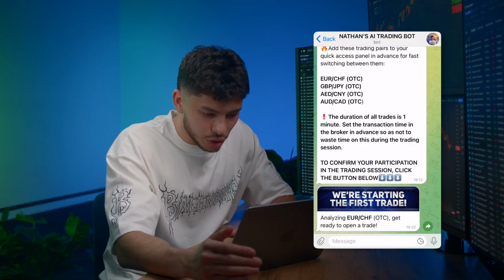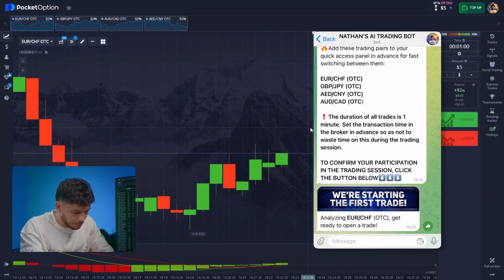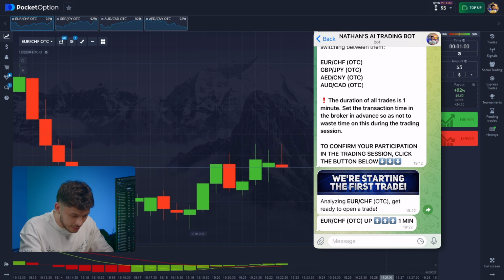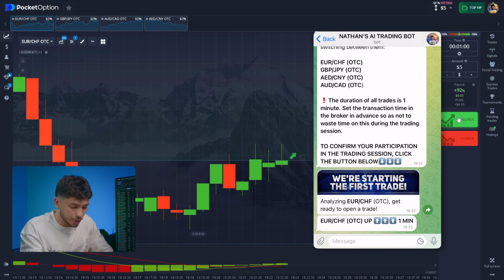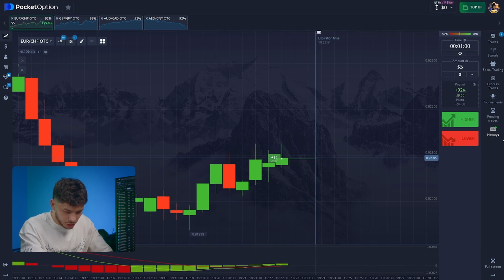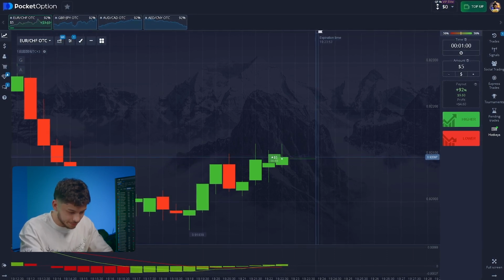It has already chosen a pair and predicted the movement. Don't forget to double check the selected pairs, or you might end up on the wrong one. So, the bot sends a message that we should go long. Alright, let's keep an eye on the market, watch the chart and trust the bot.